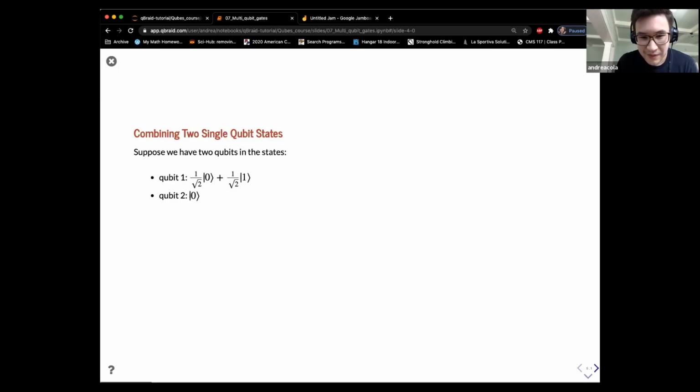Okay, Lorraine is suggesting that the state of the 2 qubits is 1 over square root of 2 times ket 00 plus 1 over square root of 2 times ket 01. Okay, Jacob is suggesting 0, 0, 0, 0, 0, 1, and 1, 0. Okay, any other guess?